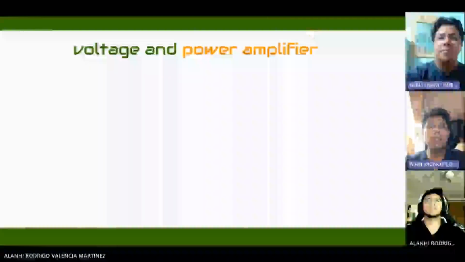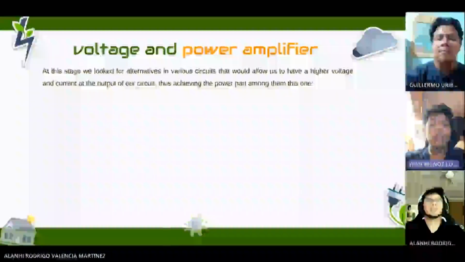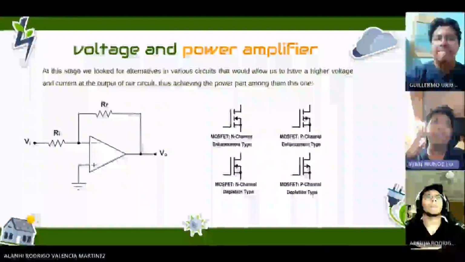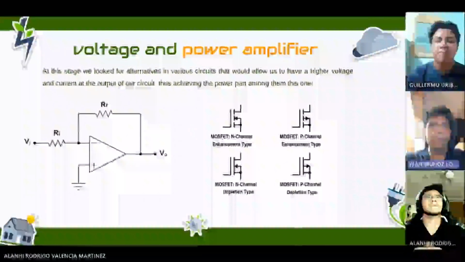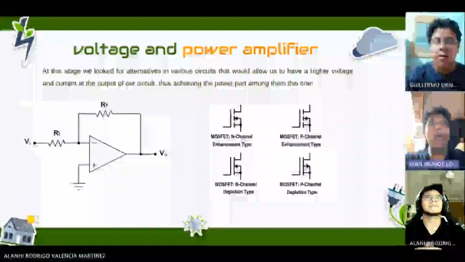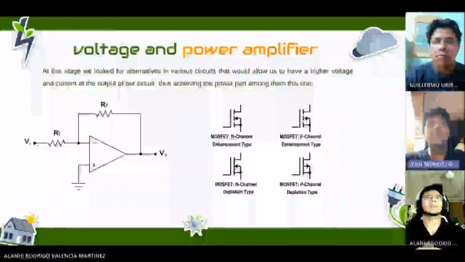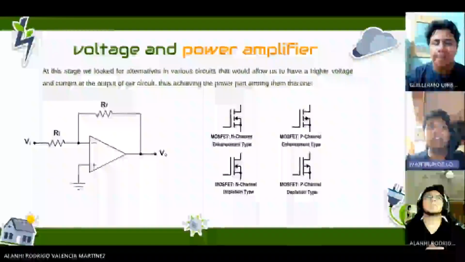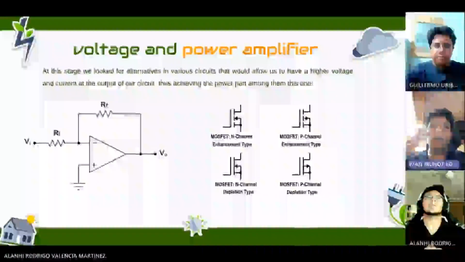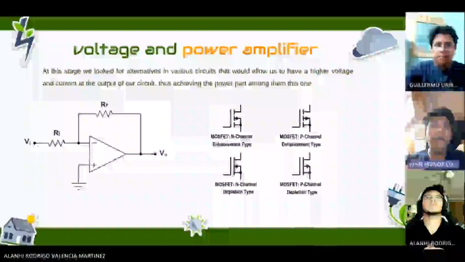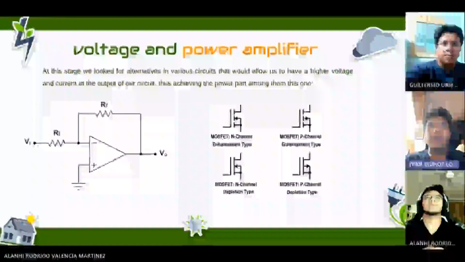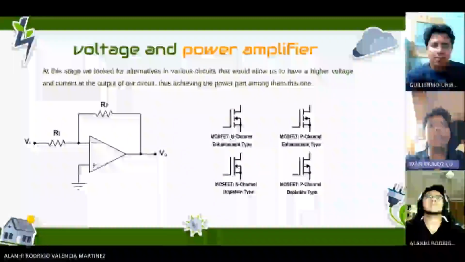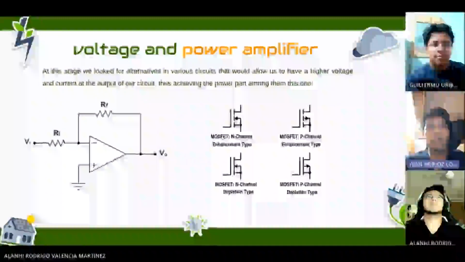Good morning, teacher. My name is Ivan, and I will talk about the voltage and power amplifier. In this part, I will talk about the problem that we had with the voltage and the power that we described in the objectives. At this stage, we looked for different alternatives and kinds of circuits that would allow us to have a higher voltage and current at the output of our circuit.